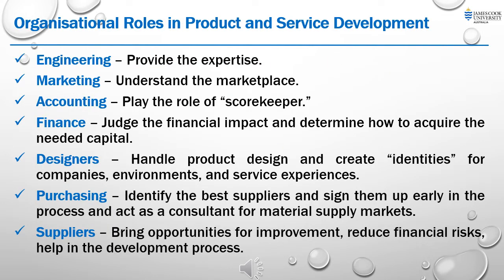Every stakeholder in an organization might have different roles to play in developing those products or services. For example, engineering provides the expertise, marketing understands the marketplace, so they have the input about the marketplace, accounting is the scorekeeper, finance judges the financial impact, the designer handles the product design and creation, and purchasing identifies the best suppliers for our product. Suppliers also bring opportunities for improvement and reduce financial risk.